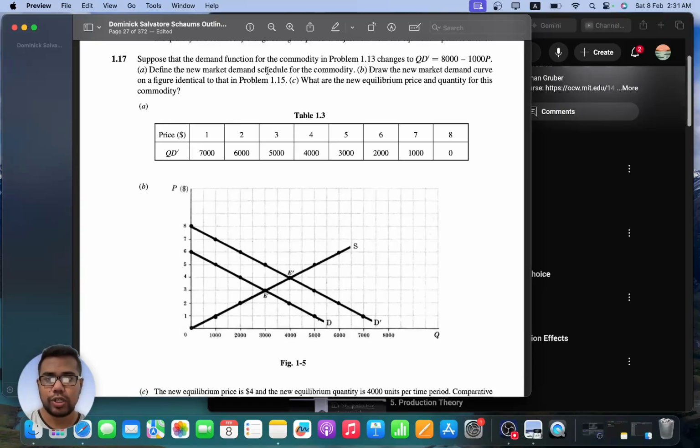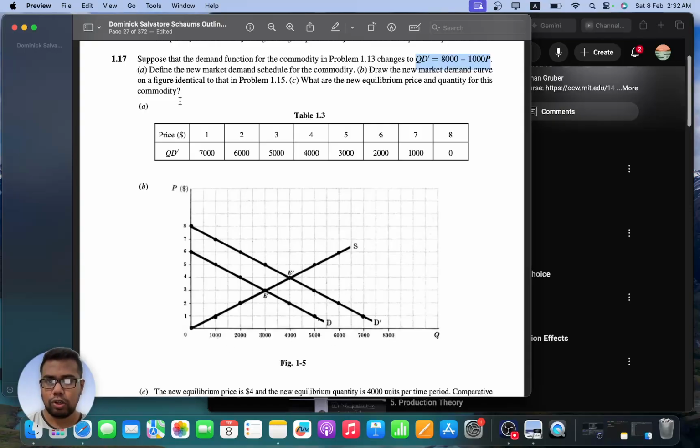Suppose that the demand function of the commodity in problem 1.13 changes to this formula. We are yet to learn this formula, I guess, but this is essentially a straight line formula, y equals mx plus c. So it changes to this. Define the new market demand schedule for the commodity. I don't think we have studied market demand schedule. Part B is draw the new market demand curve on a figure identical to that in problem 1.15, which we have not done. And part C is what are the new equilibrium price and quantity for this commodity.